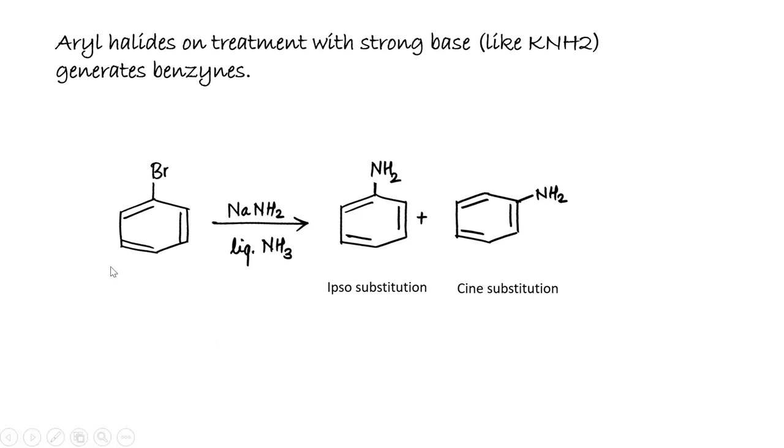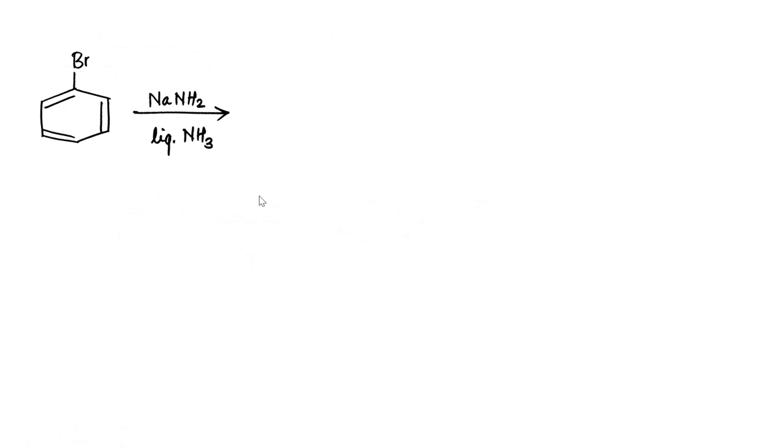See its mechanism actually. Aryl halides on treatment with a strong base like KNH2 or NaNH2 generate benzynes. So we have one aryl halide, bromobenzene, and in the presence of NaNH2 and liquid NH3, it will give you the ipso substitution product and the cine substitution product. Ipso substitution and cine substitution. See, we have this bromobenzene in the presence of NaNH2. This NH2 will act as a nucleophile, right? It will abstract one hydrogen, and as per that, the reaction will proceed.